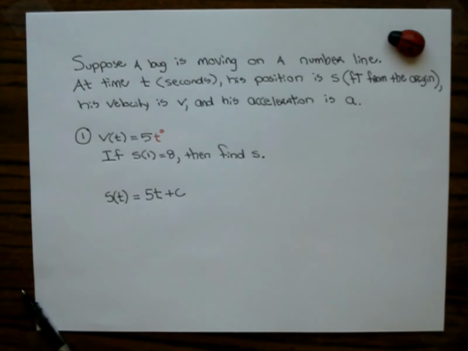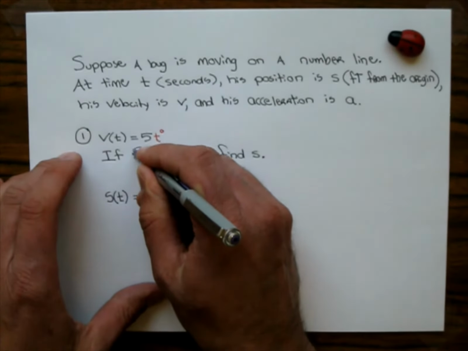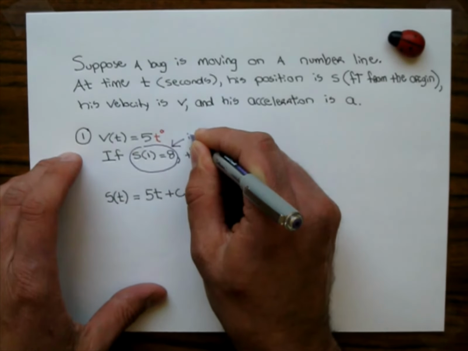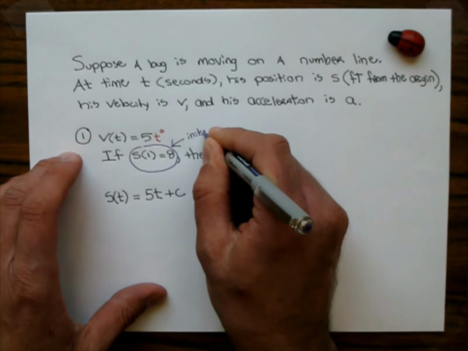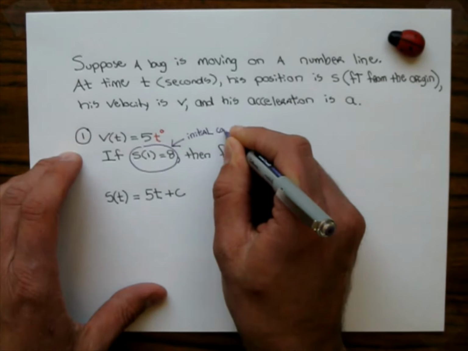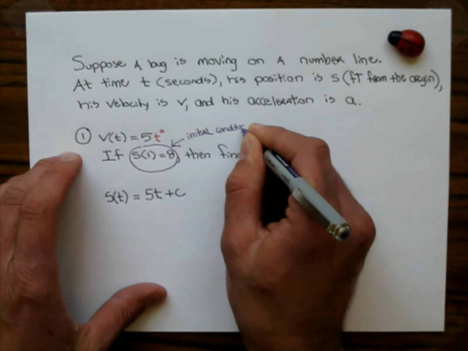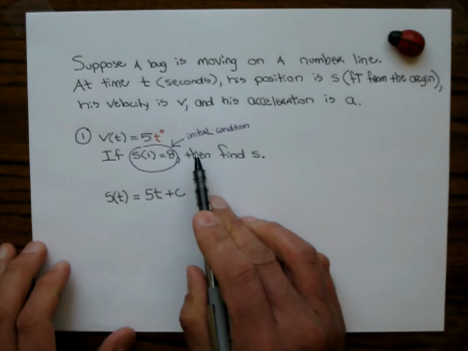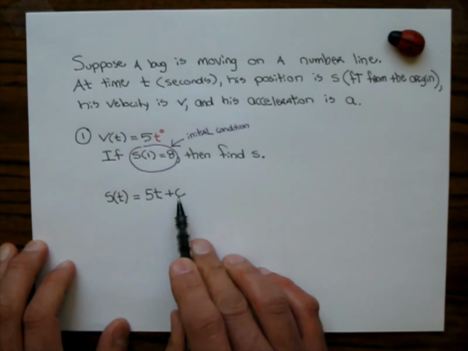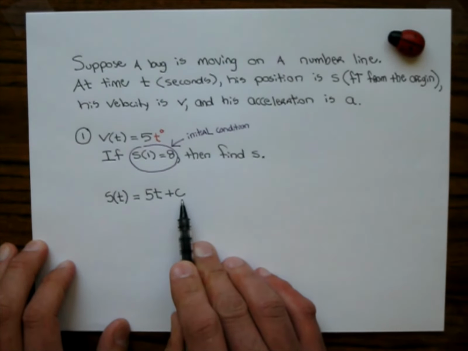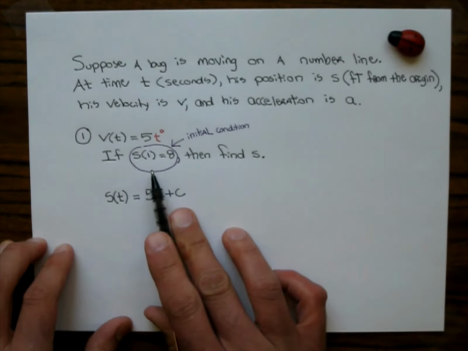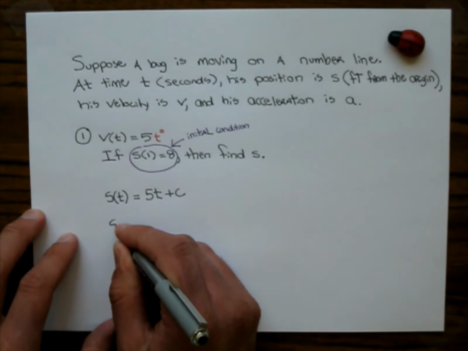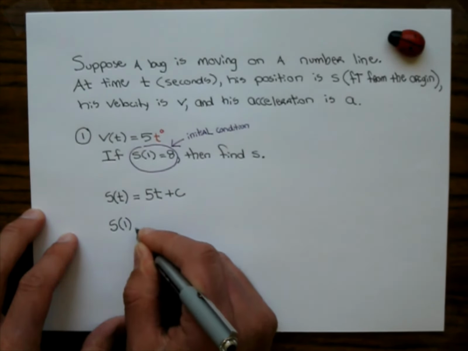That's why we need this right here. Let me go ahead and label it. This is called an initial condition, or maybe a boundary condition, and it's going to help us figure out what the value of c is. So what does this really mean? It says s of 1 is 8. Let's go ahead and plug s of 1 in there.